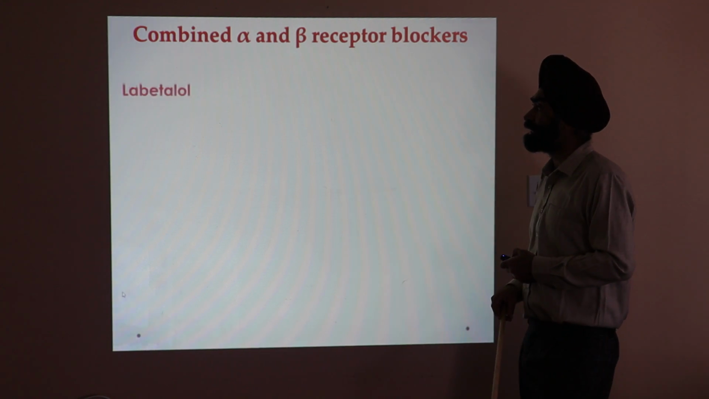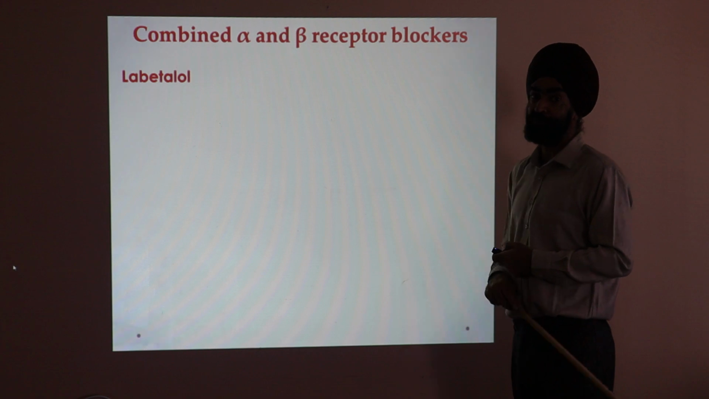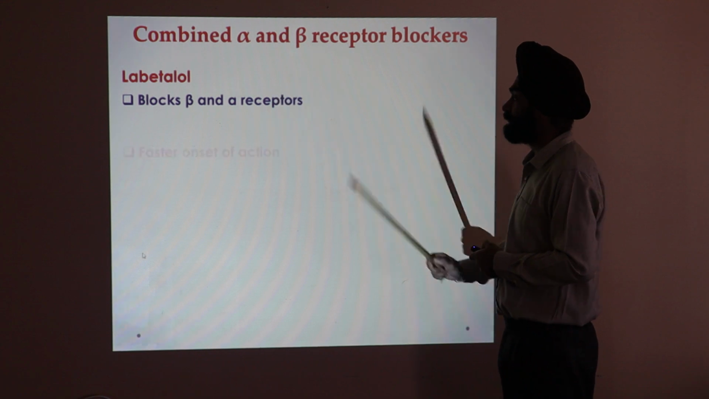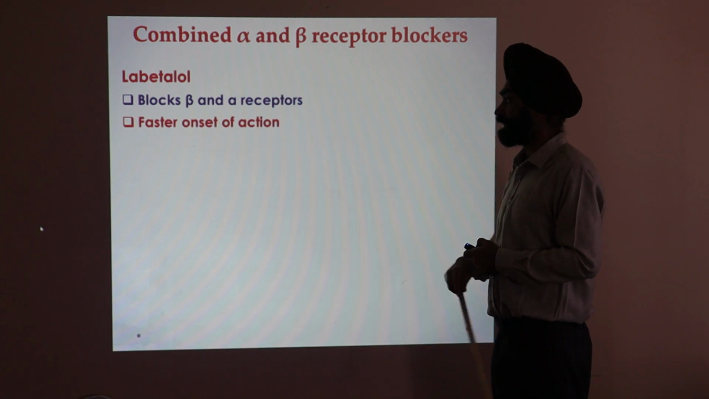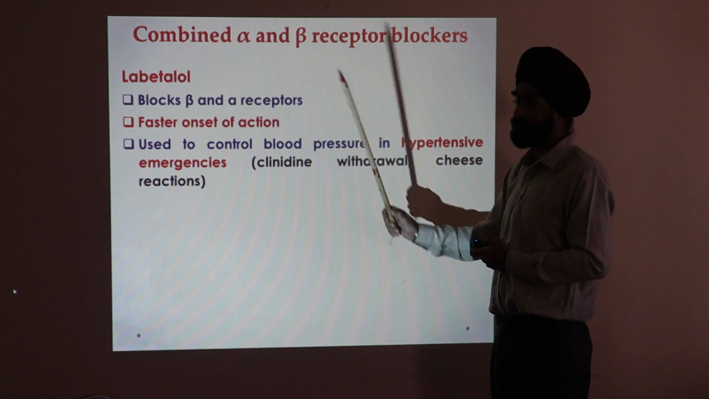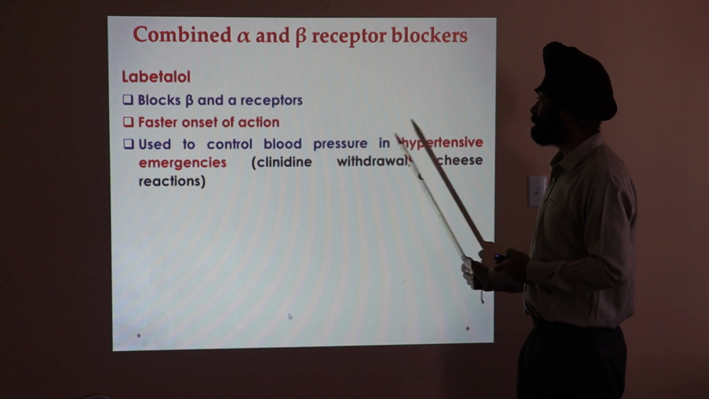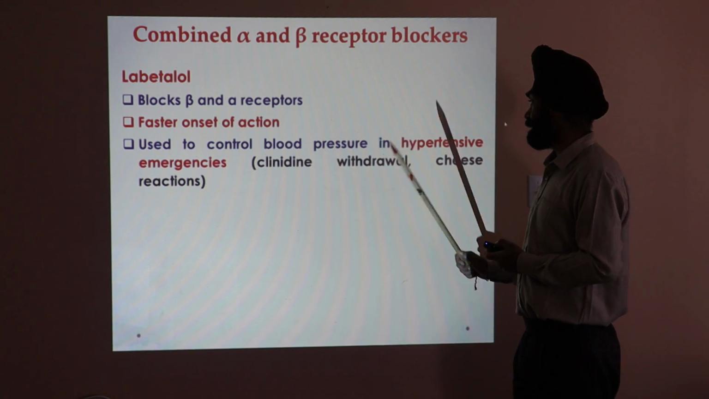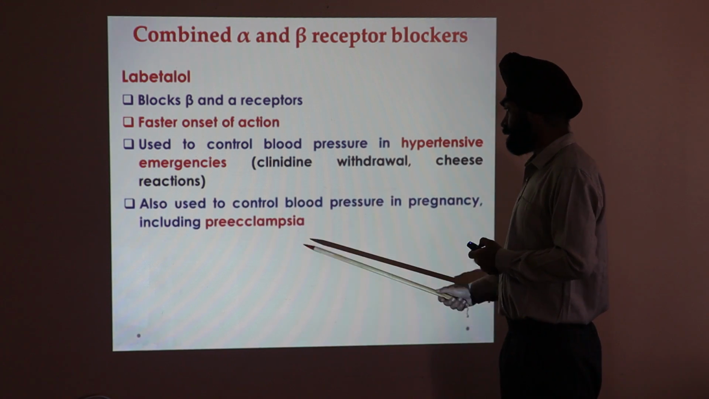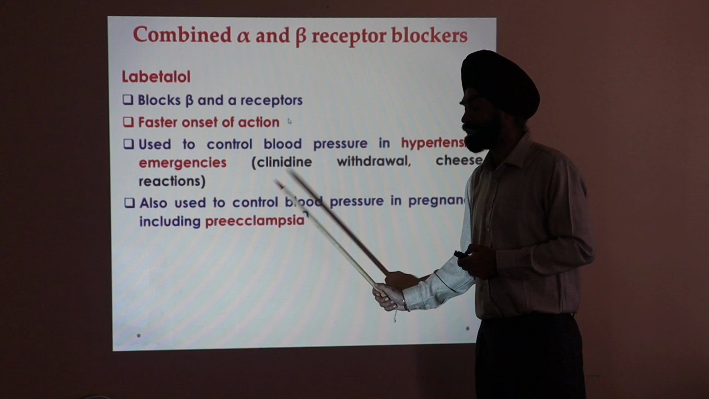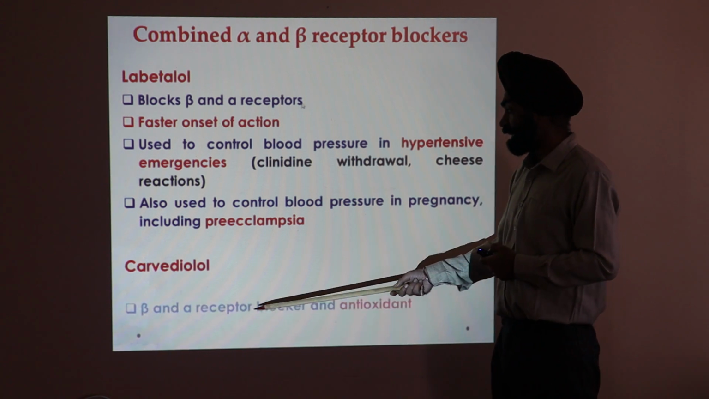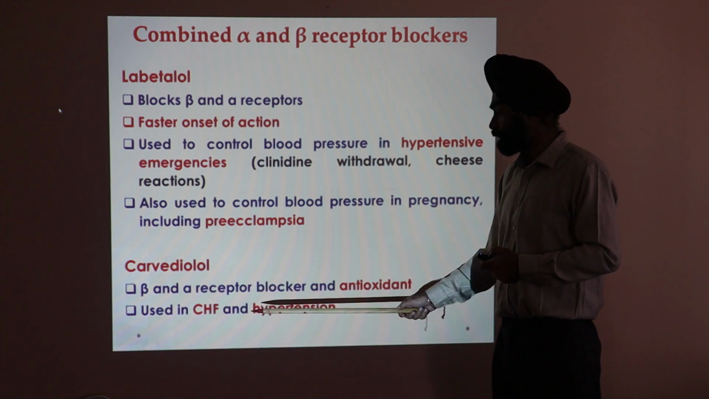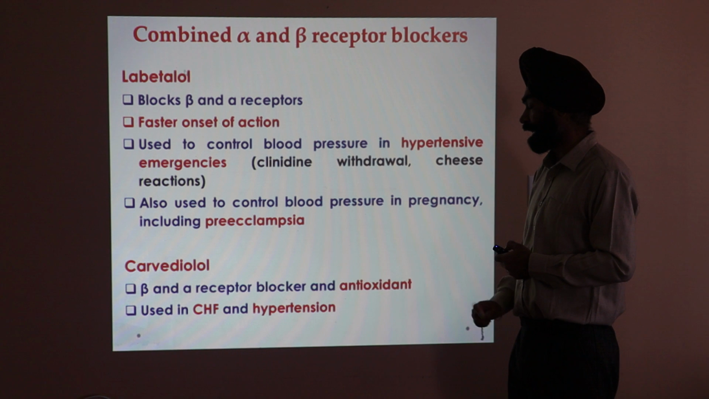Now the last category, combined alpha and beta blockers: labetalol. I discussed labetalol in the previous lecture also. It blocks beta receptors and alpha receptors. It has a faster onset of action. Because of the faster onset of action, it is again used to control hypertensive emergency conditions, where we use, you can remember, phentolamine, phenoxybenzamine, like clonidine withdrawal, cheese reaction. Another use is to control blood pressure in pregnancy, like the preeclampsia condition. Carvedilol is again a beta blocker and alpha blocker. Additionally, it is an antioxidant. It is used in congestive heart failure as well as in hypertension.